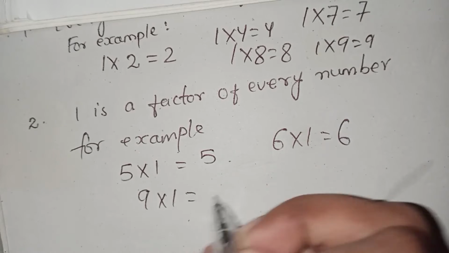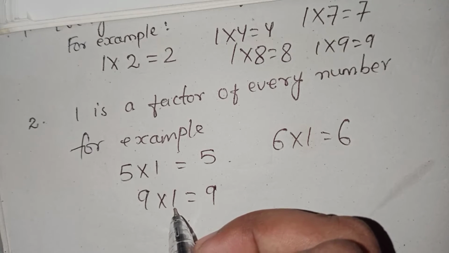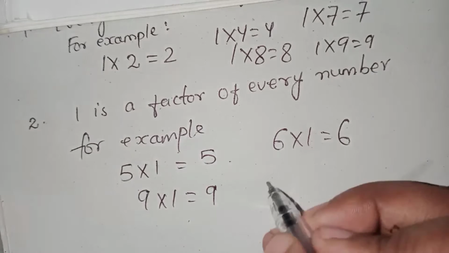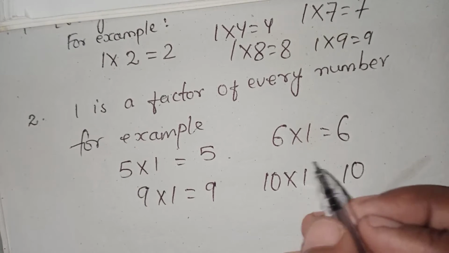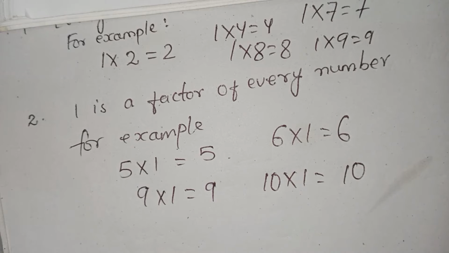You can see now that 1 is the factor of every number. If I am multiplying any number with 1, what do I get? The same number, and 1 is the factor of every number. Okay, so I hope you have understood about the factors.